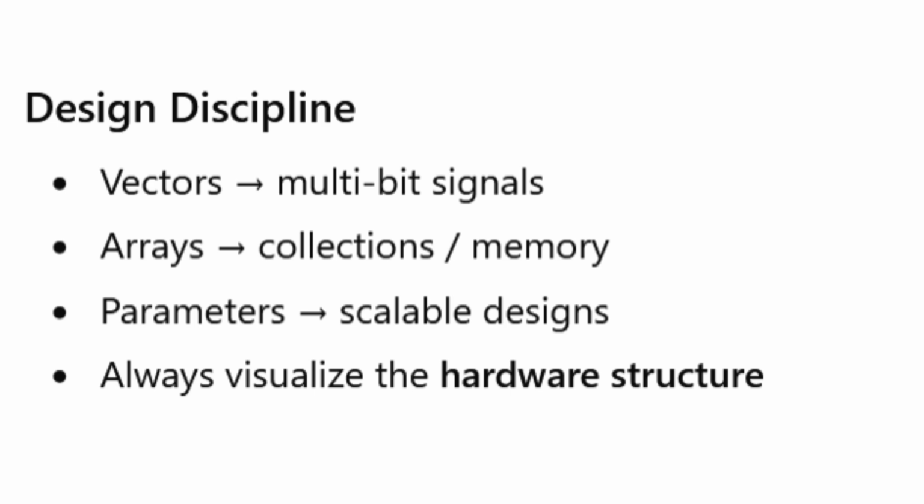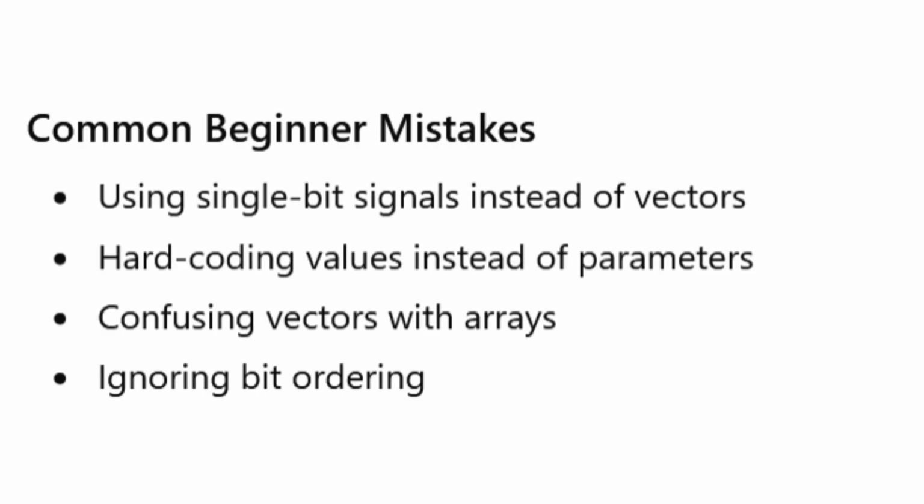Common beginner mistakes. Some common mistakes include using single-bit signals where vectors are required, hard-coding numbers instead of using parameters, confusing vectors with arrays, and ignoring bit ordering and indexing discipline. Advice: always visualize the hardware structure behind your declarations.